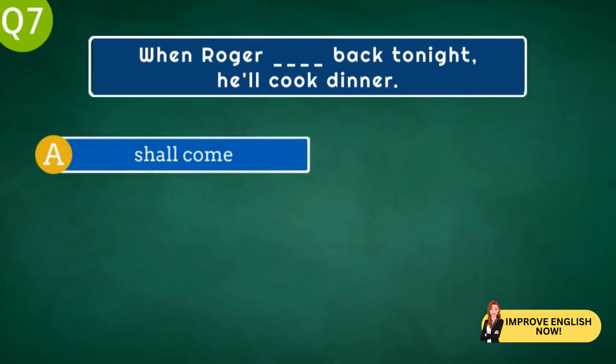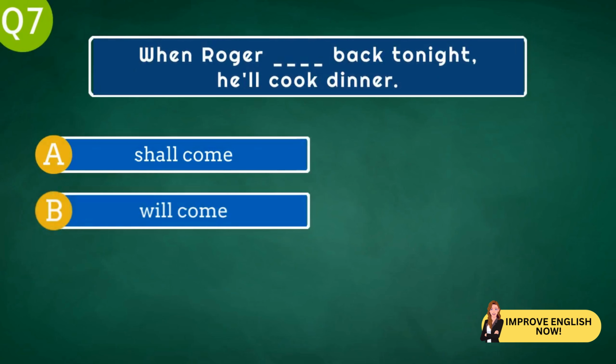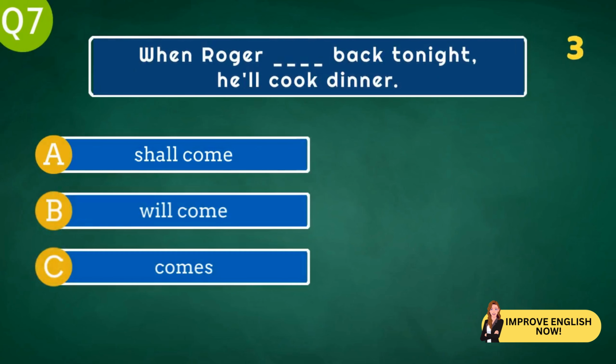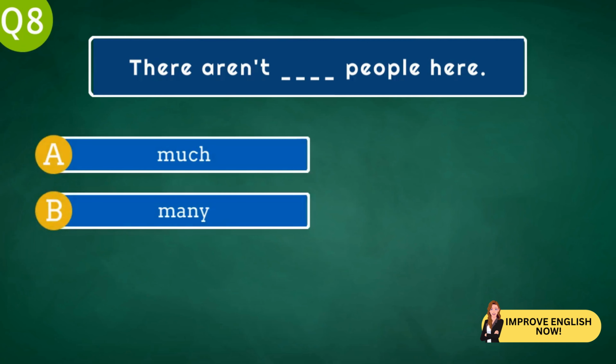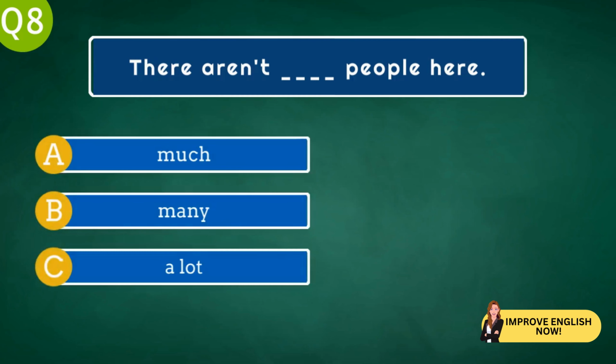Next, when Roger blank back tonight, he'll cook dinner. A. Shall come. B. Will come. Or C. Comes. Next, there aren't blank people here. A. Many. B. Much. Or C. A lot.